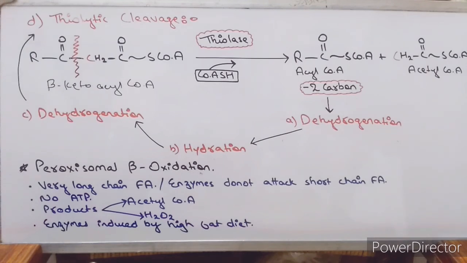So this was all about beta oxidation. We have talked about the mitochondrial and peroxisomal beta oxidation.